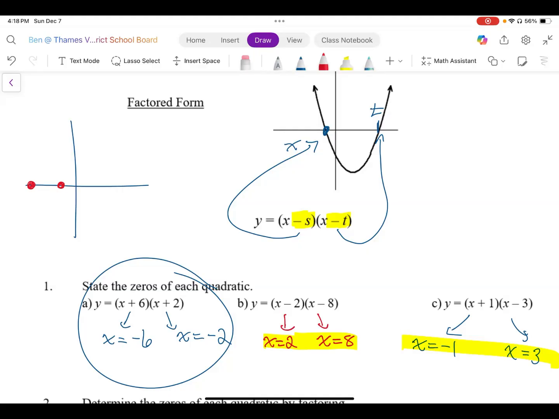Now, I don't see any negative signs in front of my brackets over here, and I know from the past when I don't see any negative signs, it means it's opening up. So what I have right here is a parabola that looks, in general, something like this.